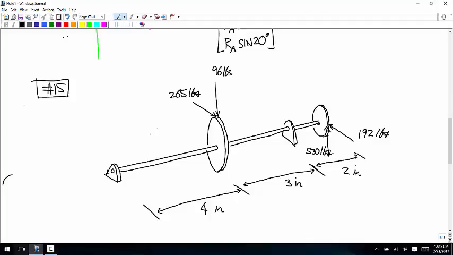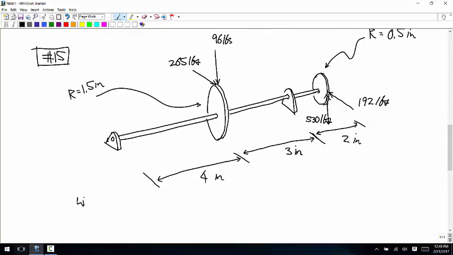And we have to figure out the reactions. Oh, the radii of the gears. The left gear has a radius of 1.5 inches. And the little gear has a radius of 0.5 inches. And we want to calculate the reactions.